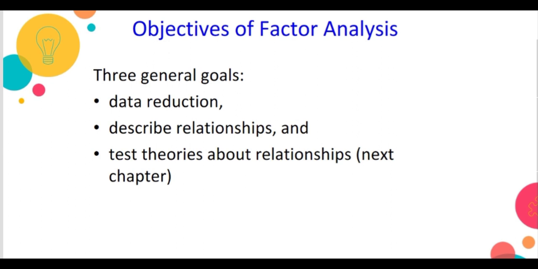Okay, so basically we have three general goals for conducting factor analysis. The first one is data reduction. As you know, our intention is to minimize the variables using factor analysis. For example, we have a large set of variables, and we want to reduce it to some factors. We have p variables and we will reduce them to k groups, or k factors. Okay, how do we reduce that?